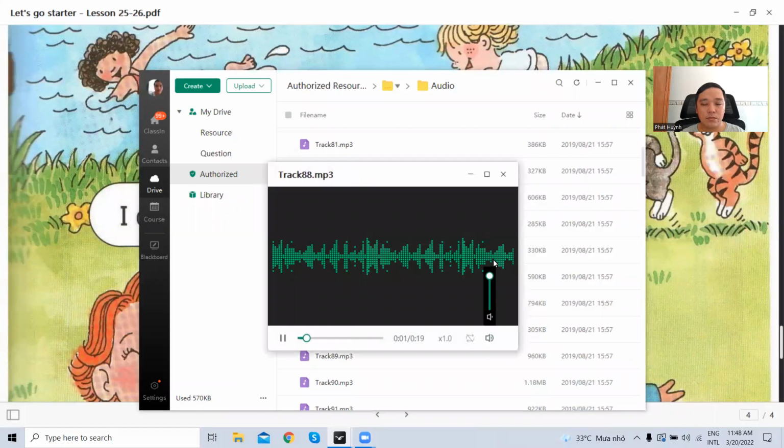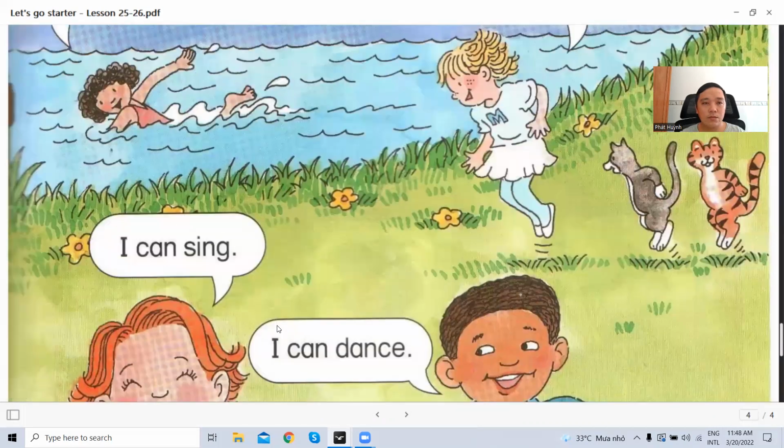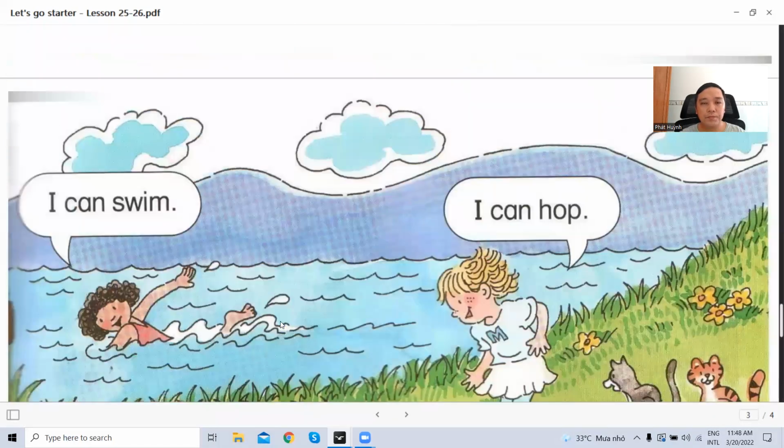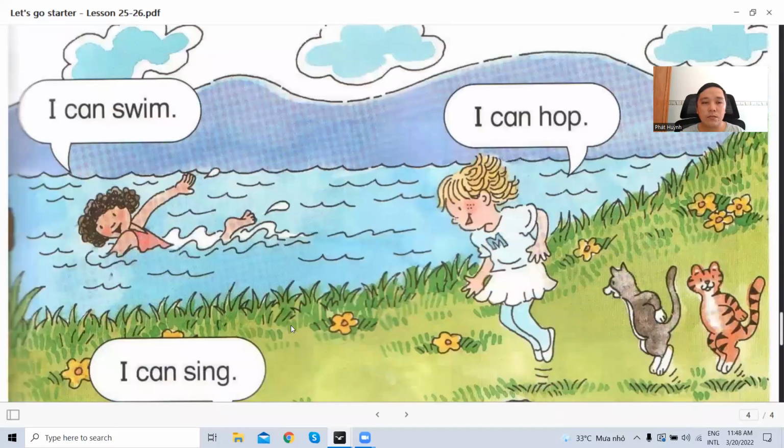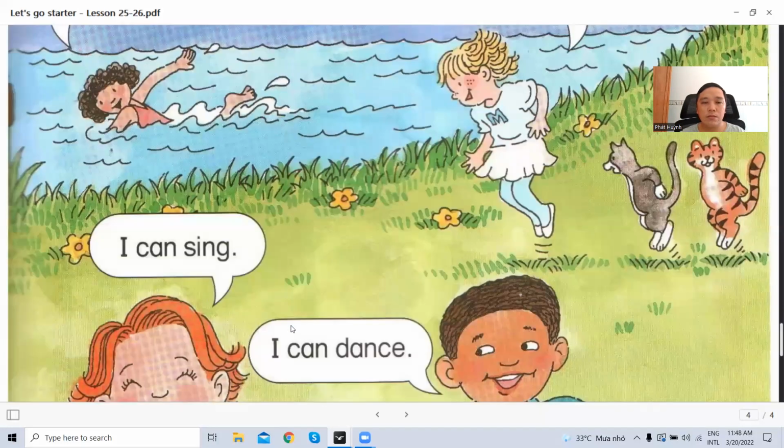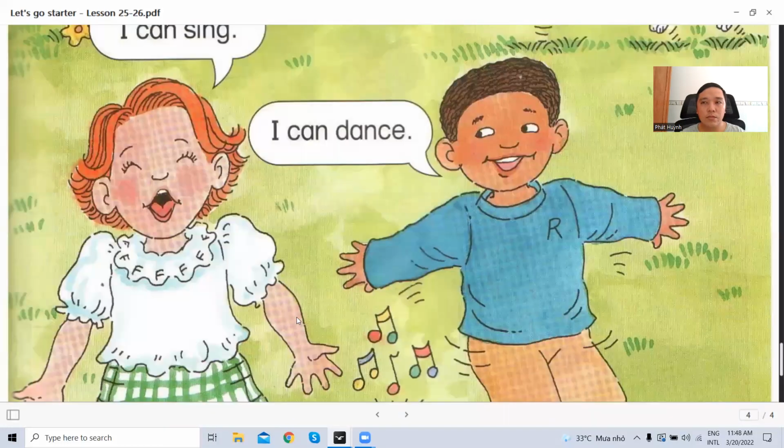Lesson 26, page 55. I can swim. I can hop. I can sing. I can dance.